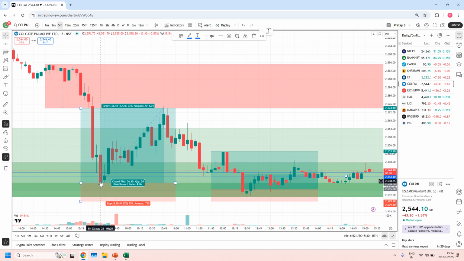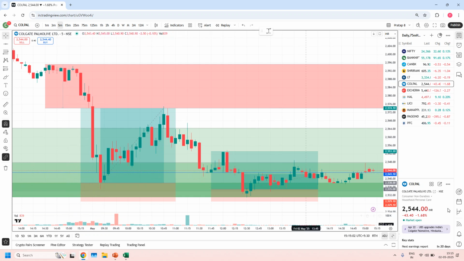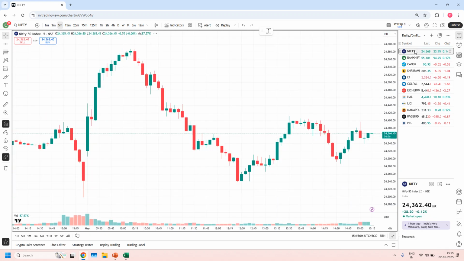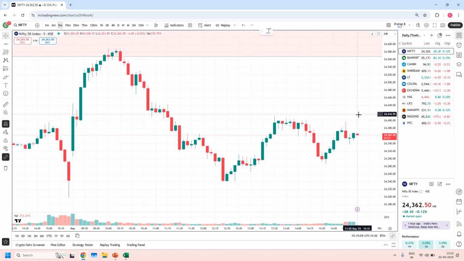Monitoring is very difficult. See, one HLQ zone trade itself is good enough for us to get a good profit during the intraday. Let me show you how to create a trading view alert. Let me open a Nifty chart nearest to the current market value. I will keep an alert.